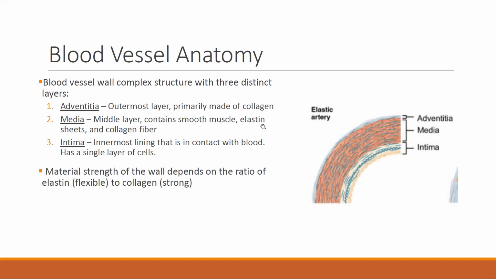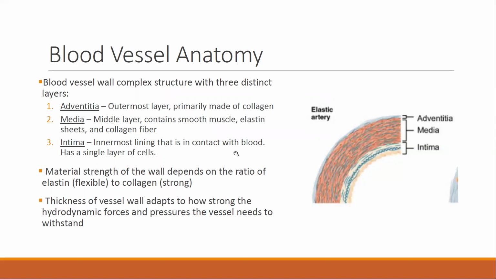Right. And so the ratio of these 2 materials here, collagen and elastin, determines how structurally strong and how structurally flexible your blood vessels are. Depending on where you are in your body, because every blood vessel is exposed to different conditions, you're going to have different ratios of elastin and collagen. Not only are the ratios different in different parts of your body, but the thickness of the wall itself also adapts, depending on what kind of forces and pressures the vessels need to see.